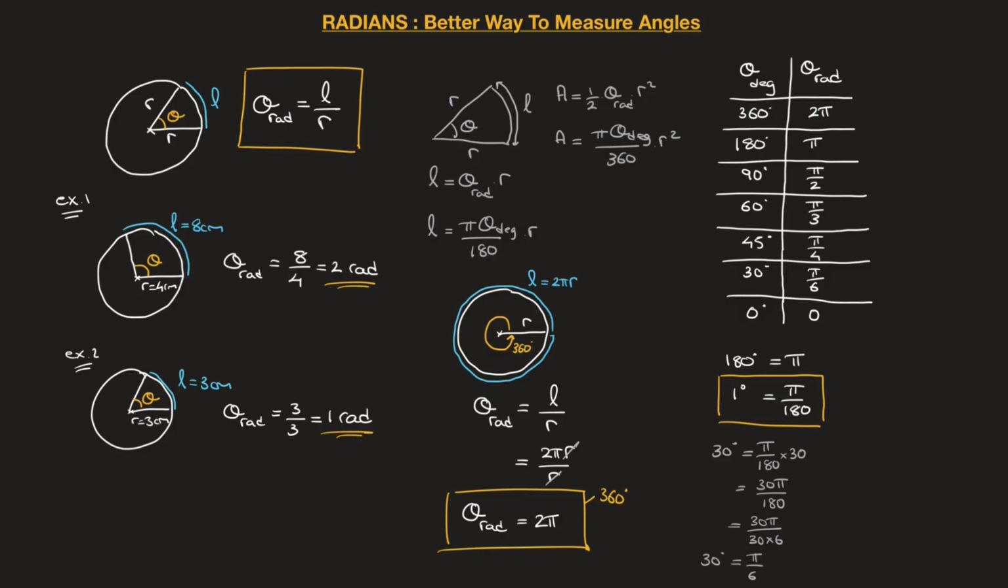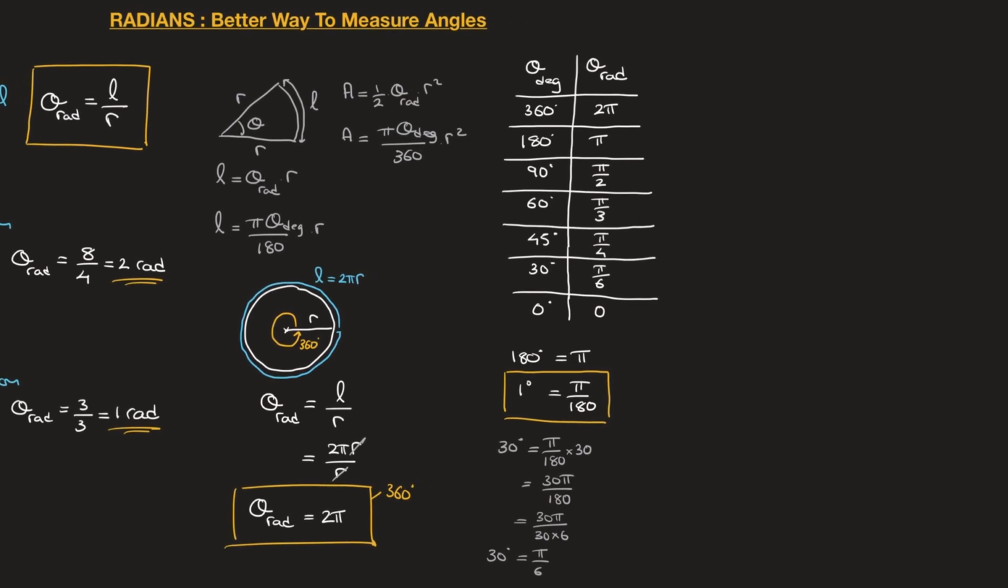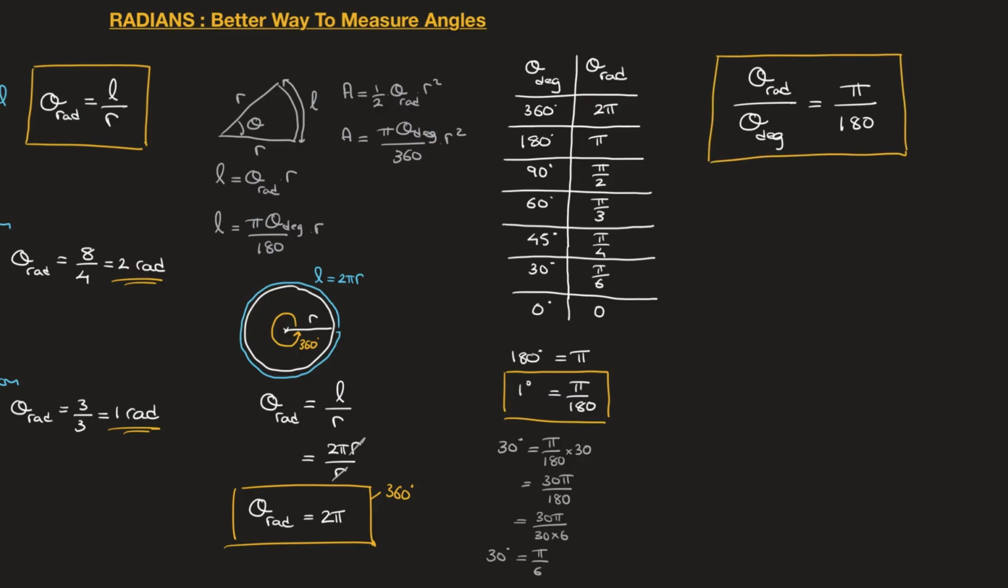And let me write that formula down. I'll just move everything to the side a little bit. There we go. And here it is. Any angle in radians divided by its corresponding angle in degrees gives us the ratio pi over 180. And that's definitely a result you want to make careful note of.